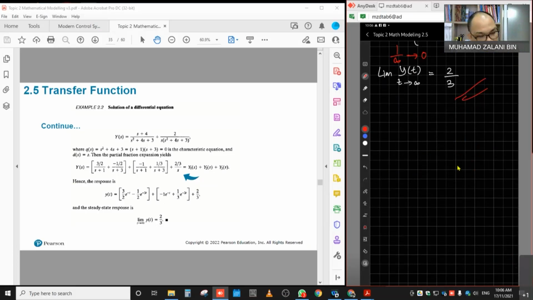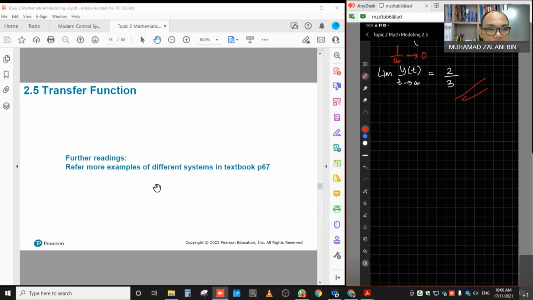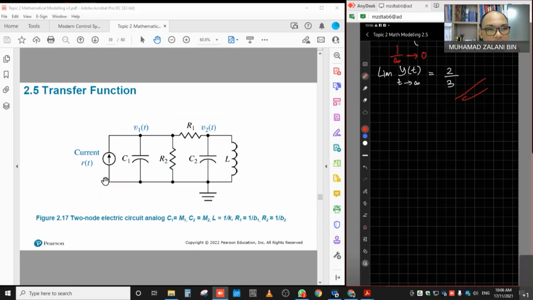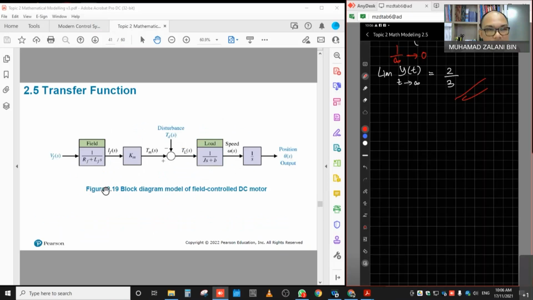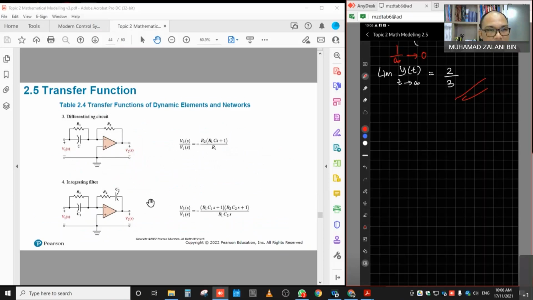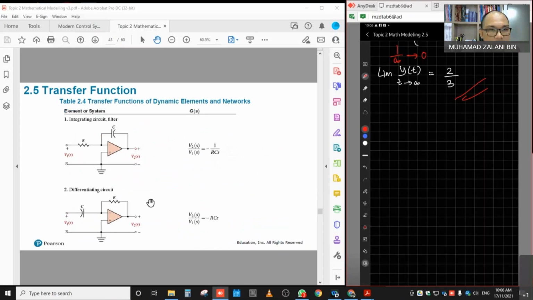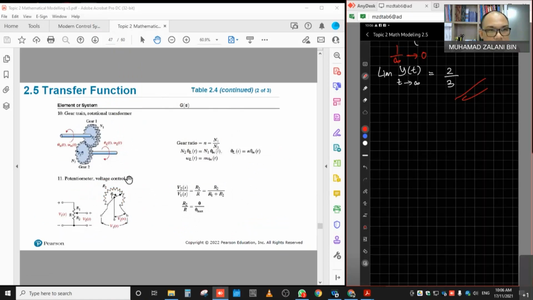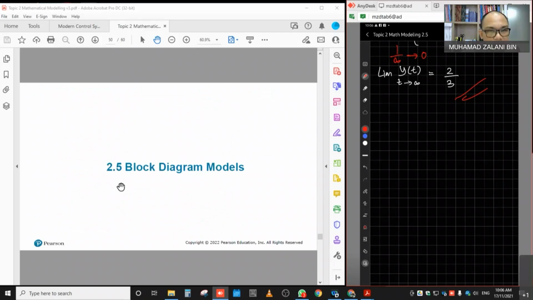All right. I have a few other things to finish. For further readings, you can check the textbook. For different systems, we have the mechanical system, the electrical system, the DC motor system, and some transfer functions of circuits that involve the integrating circuit. This is the operational amplifier, the motor. This is another mechanical system, rotational, and so on. And we have the block diagram model.